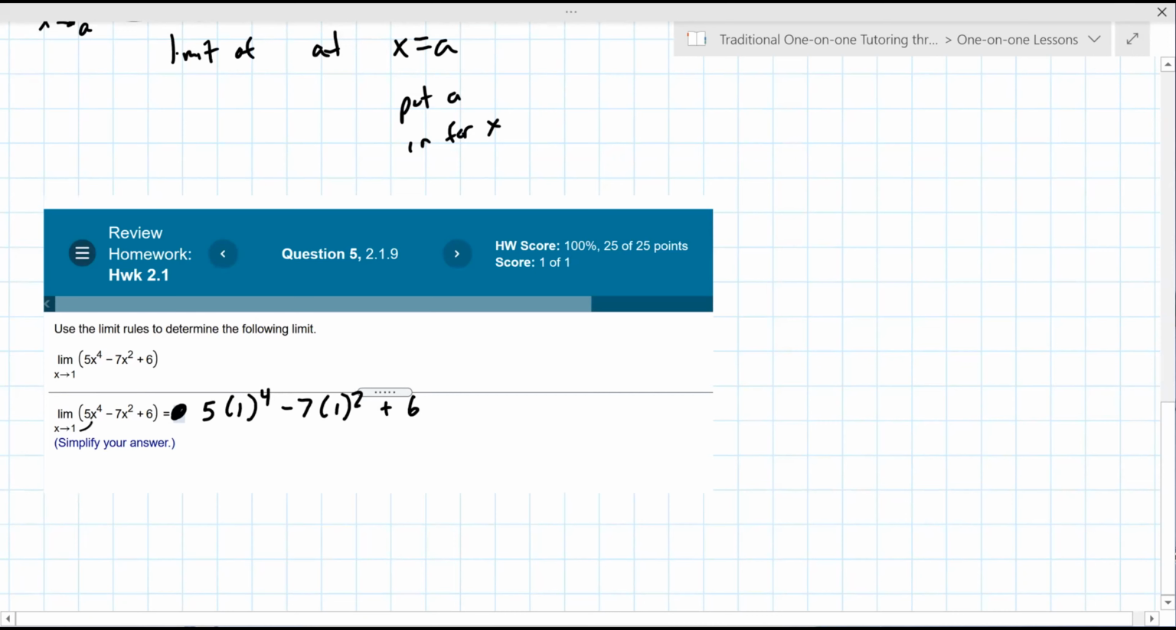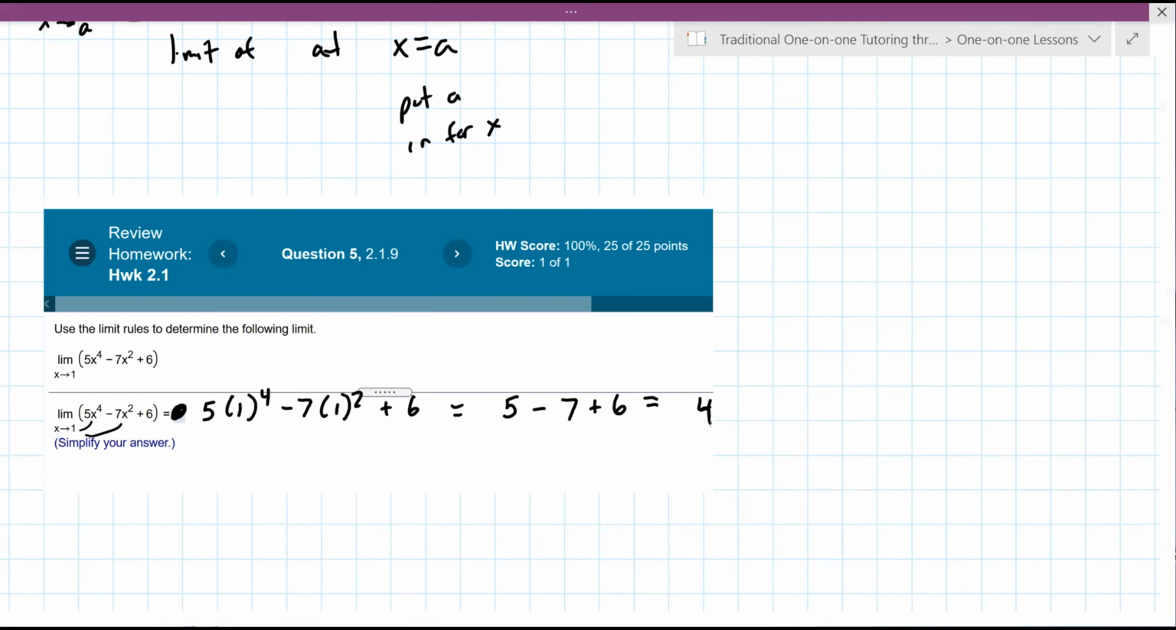Okay. Because you just take that number and just put it in. Now, you've heard me say this over the years, that works 80% of the time. And there are exceptions, but we haven't seen one yet. So it's 5 minus 7 plus 6, which is 4. Oh, that's so simple. Okay.